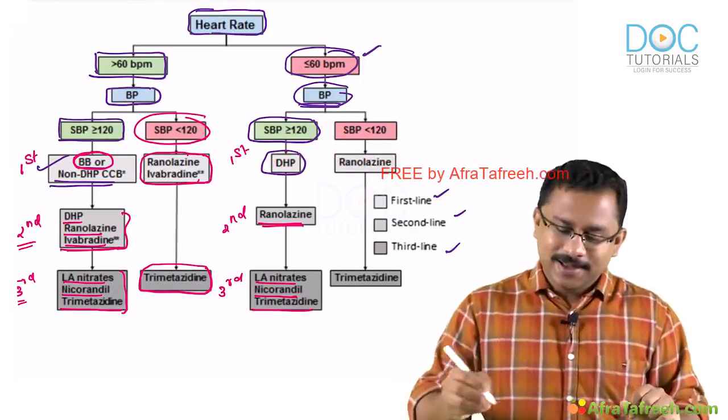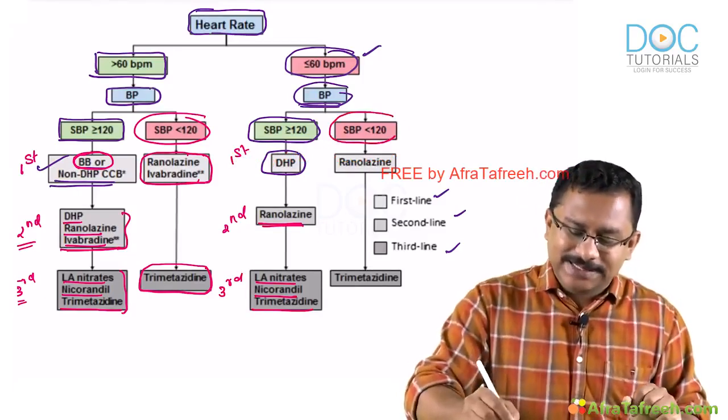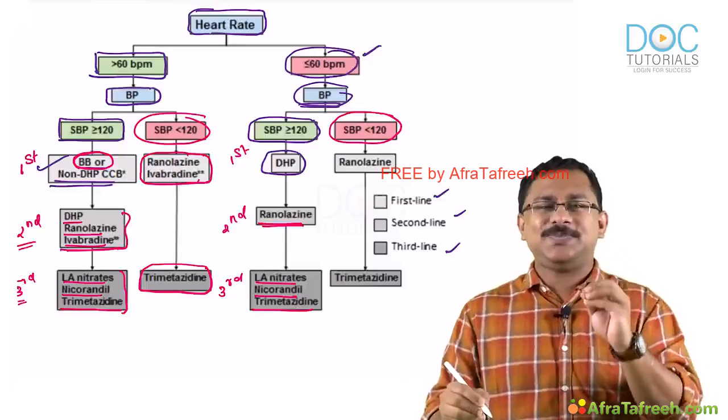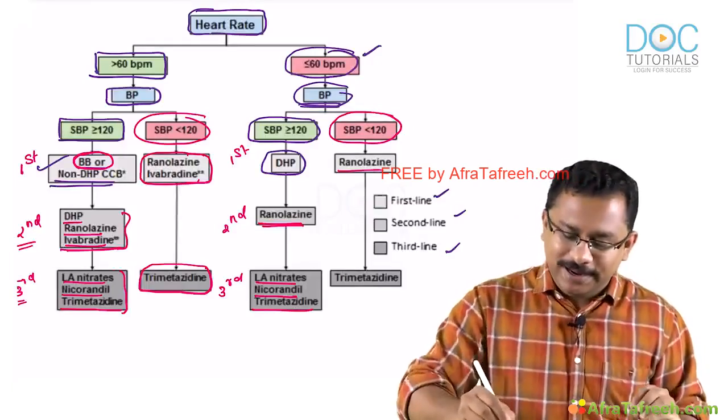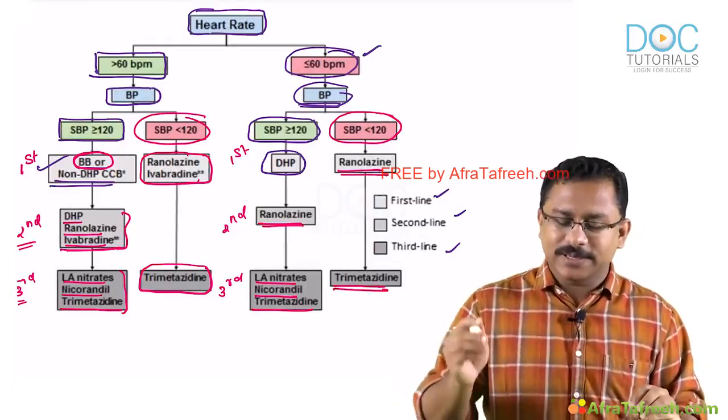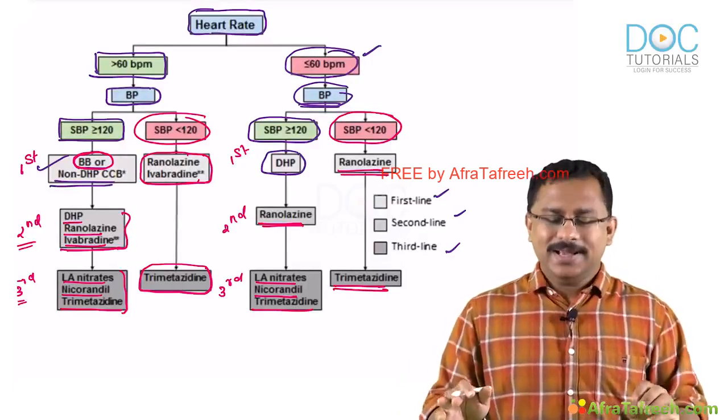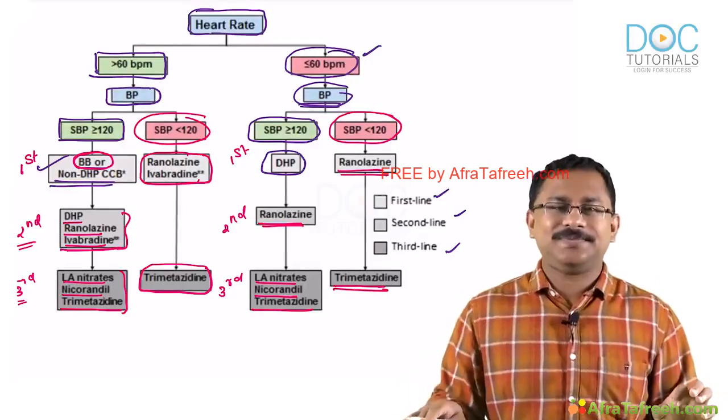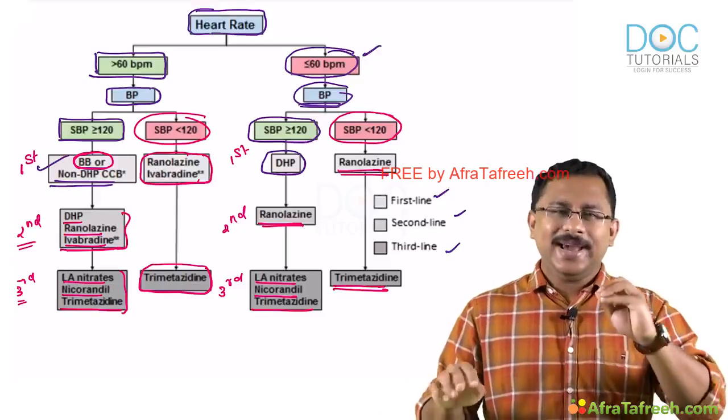Okay, all right. But if the blood pressure is less than 120, then again options become limited. You can go for ranolazine or you can go for trimetazidine. Okay, so I hope you understood this flow chart. But remember, you can have differences.